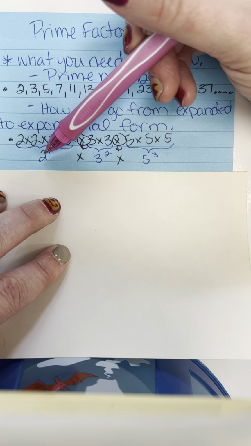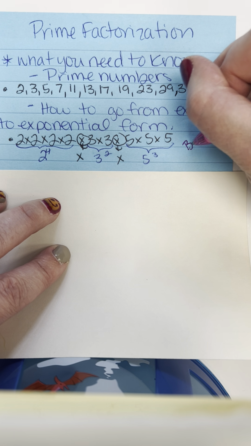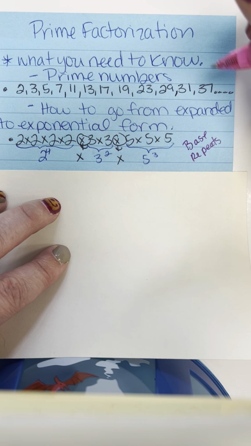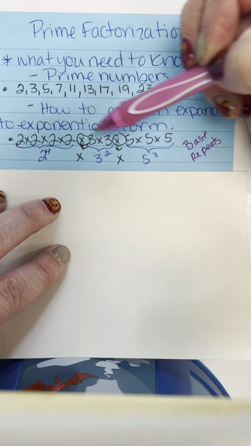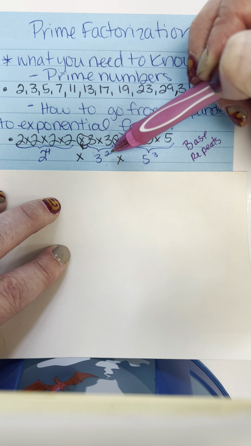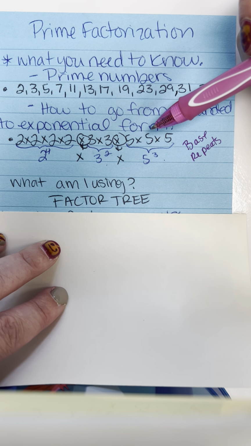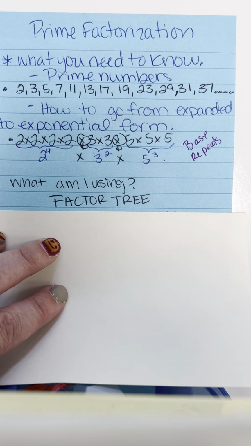So I have 2 as my base because my base repeats. Remember that. The base repeats. Okay, so I write 2, 3, and 5, and then my little exponent is how many times I repeat. 4, 2, and 3. What am I using? A factor tree. Let's get it.